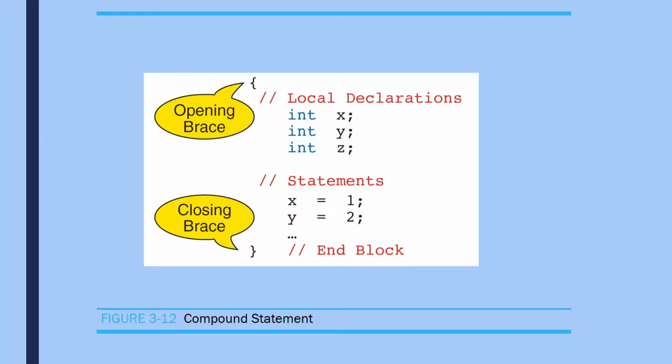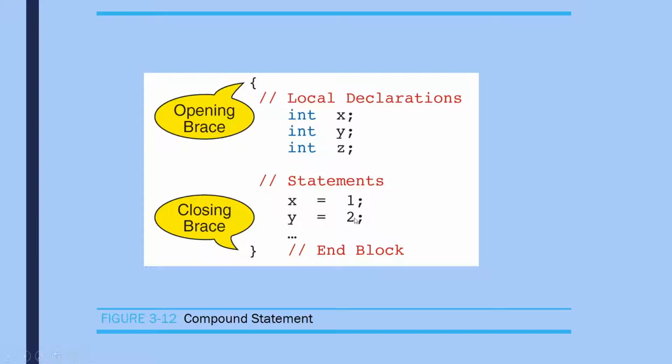Now, this figure shows a compound statement in which we have the opening brace and the closing brace. The opening brace shows the start of the block, and the end of the block is here at the closing brace. And between these braces are the compound statements. Like we have here the local declarations of integers x, y, and z, and the assignment statements, x is equal to 1 and y is equal to 1.